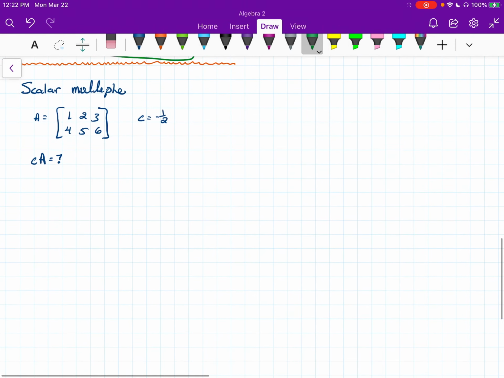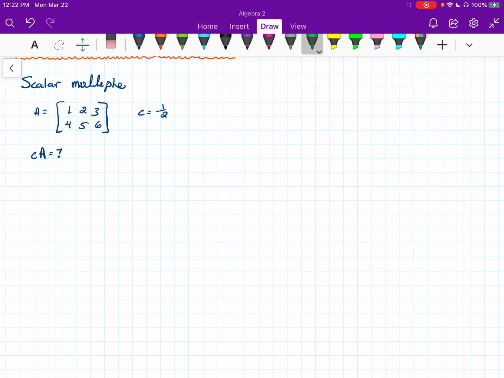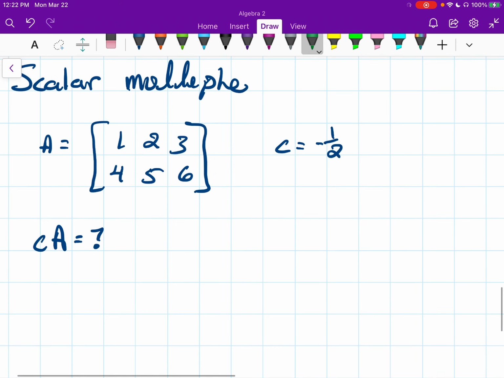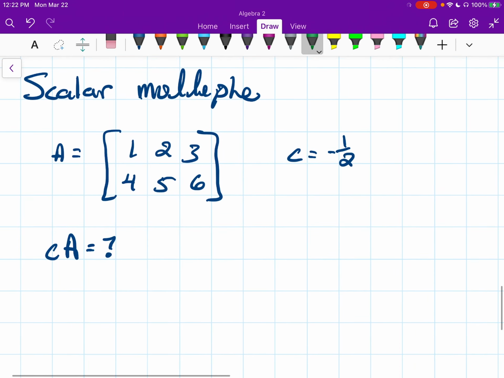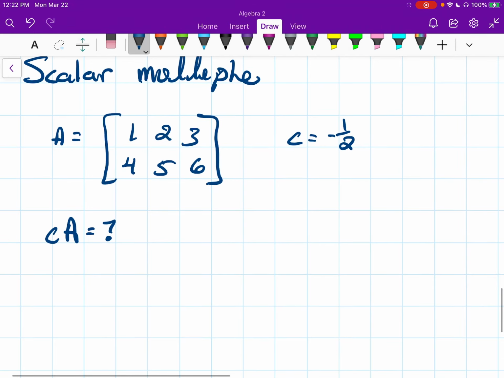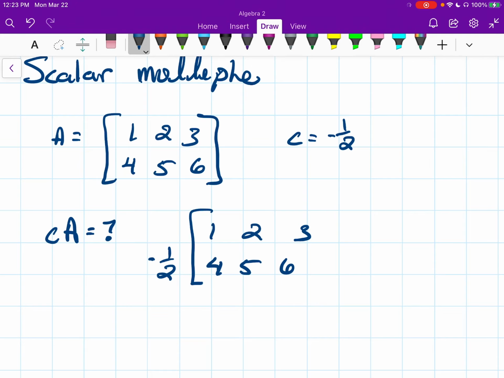All right, lastly, back to an easy thing. Scalar multiple. We have matrix A, and our scalar is C here, right? It's just the negative 1/2. So here, to write this all together, I'd have negative 1/2, then my A, which is 1, 2, 3, 4, 5, 6, a nice and original matrix.